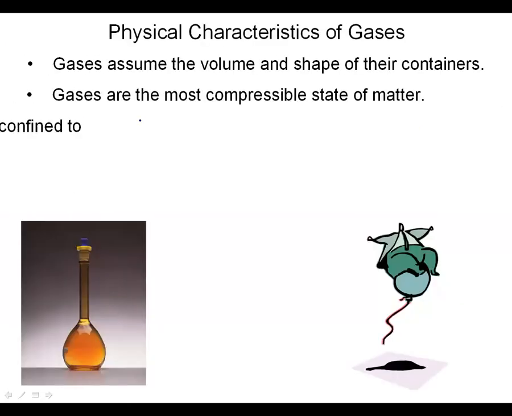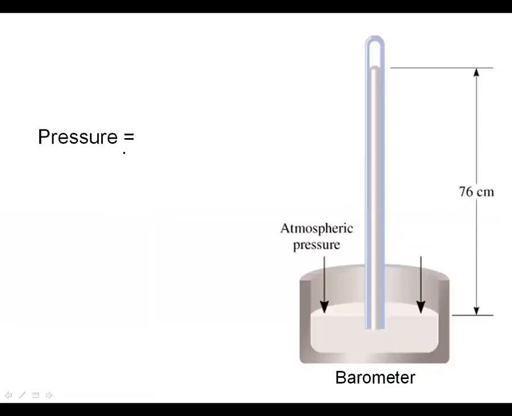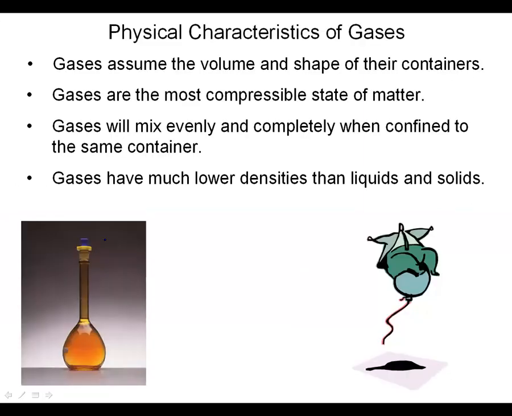So let's talk about some important characteristics of gases. Gases, we assume, will take the volume and shape of their container. Because gases are constantly moving around, as we will see in this chapter, we often talk about gases in terms of their volume as the volume of the container they're in. That is because as they fly around, they pretty much fill that container uniformly.